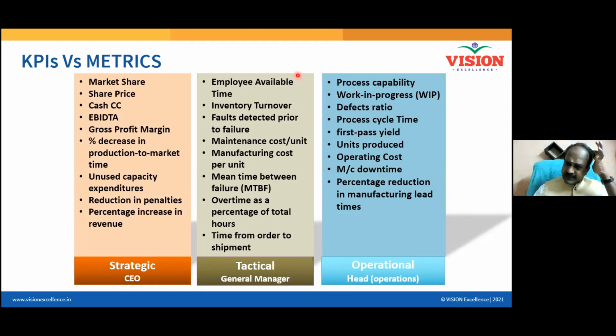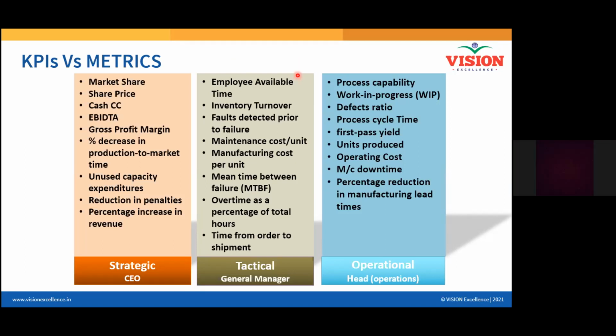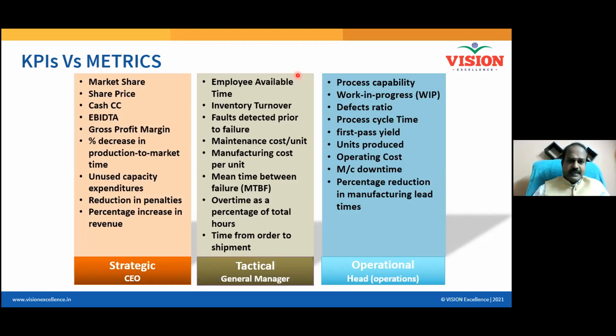Earnings before interest, taxes, depreciation and amortization. So these are certain metrics which will make a lot of sense to the top management, and I'm going to call all of them strategic KPIs. Strategic KPIs reflect your organization's performance towards attainment of the strategic goals. When I call a goal a strategic goal, it means it is very ambitious. It takes a longer time to achieve, right?